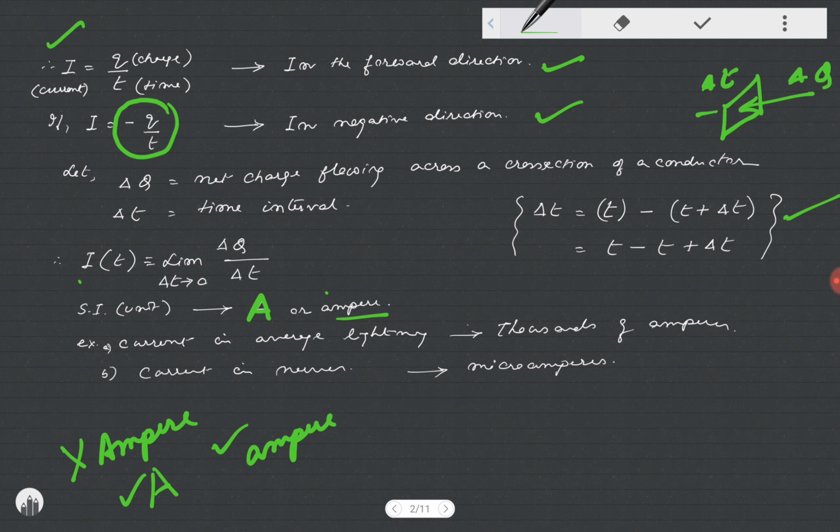For example, the current in an average lightning is of the order of tens of thousands of amperes, and in the nerves of our body, the current is of the order of microamperes.